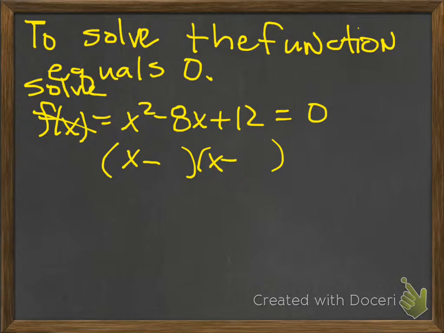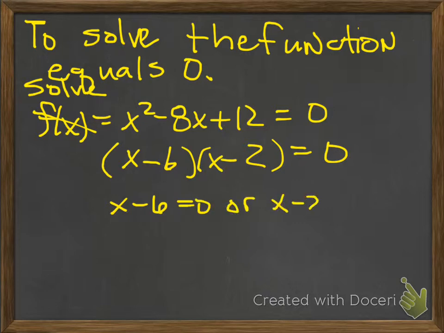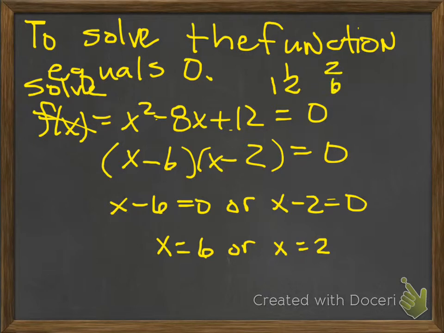Okay, what are your factors of 12? What numbers multiplied to give you 12 will add up to 8? 6 and 2. Okay, if you set each one of those equal to 0. See, yesterday we stopped at the x minus 6, x minus 2. Now, you're going to finish it out, set them equal to 0, solve, and you should finally get your final answer to be x equals 6 and x equals 2.